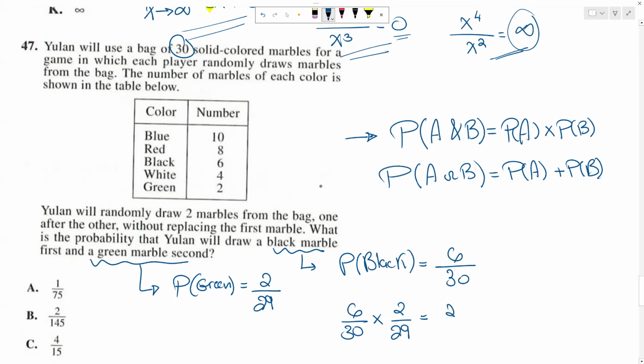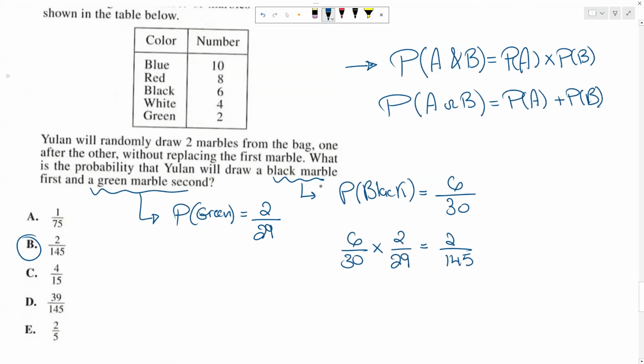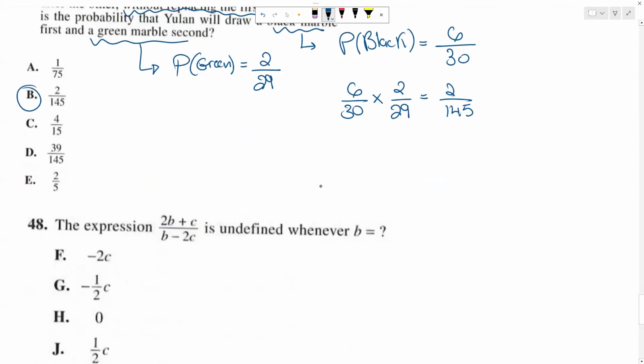That's 2 over 145. This is the answer, B. It's not a hard question. The only trick is that you need to know, because they said without replacing the first marble, then the total number of marbles has decreased.